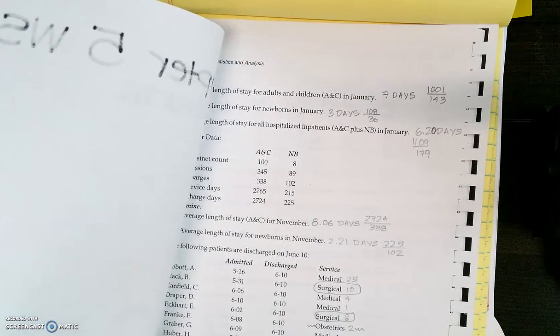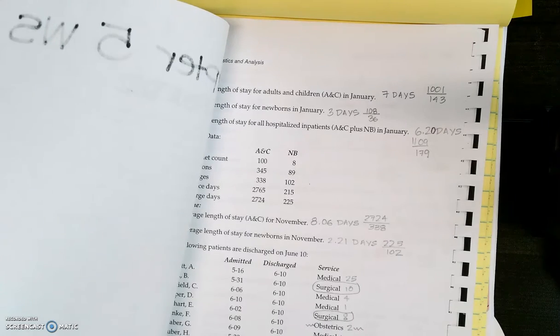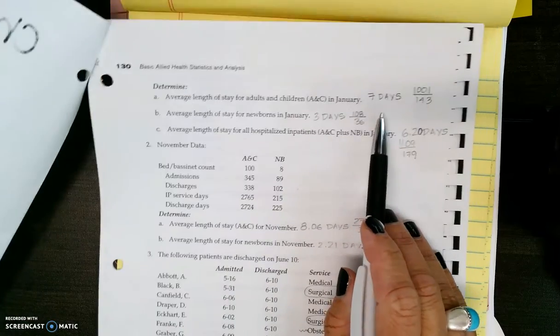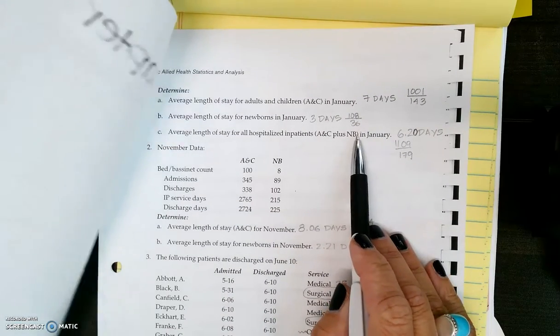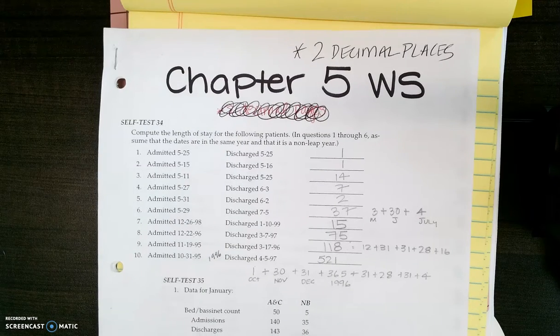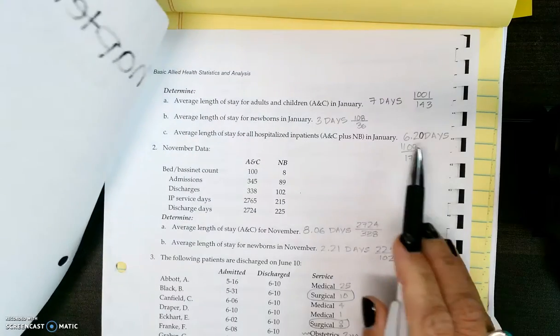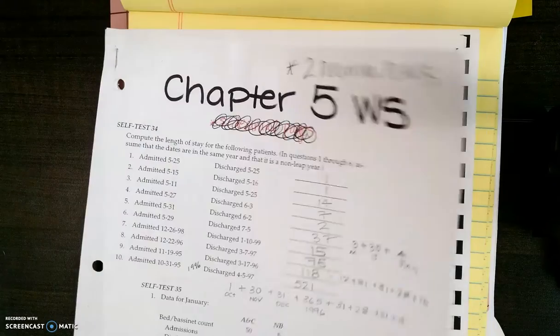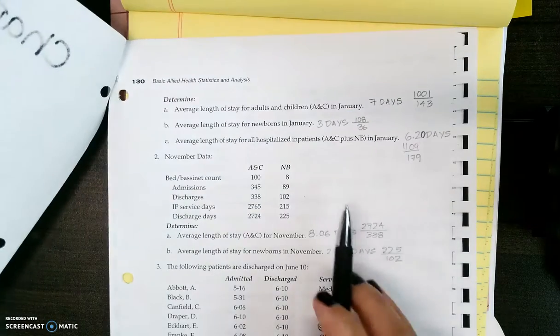Let's see here. The average length of stay for newborns is on page 79, and it's total newborn discharge days to total newborn discharges. And you're going to come back over to your table of information and grab discharge days to discharges, and you should come up with 3 days. And this was a where applicable. Take it to 2 decimal places.